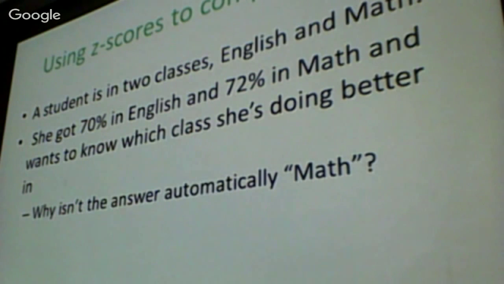Exactly. Maybe she got a really easy teacher in math, right? She got Deonander in math, and the scores were all too high. So we don't know. So we're going to figure that out.